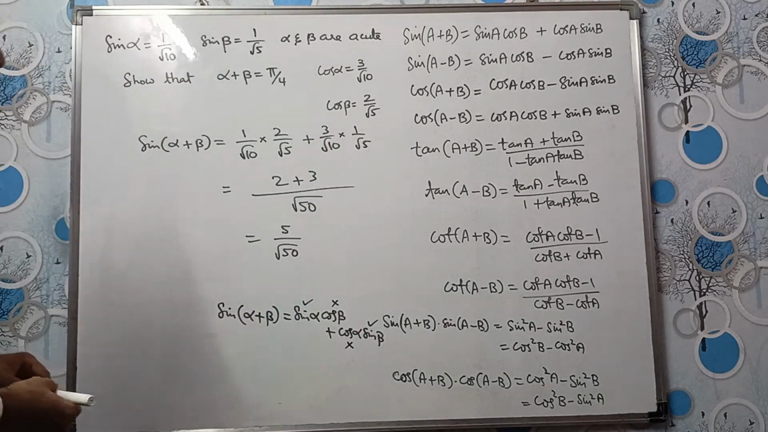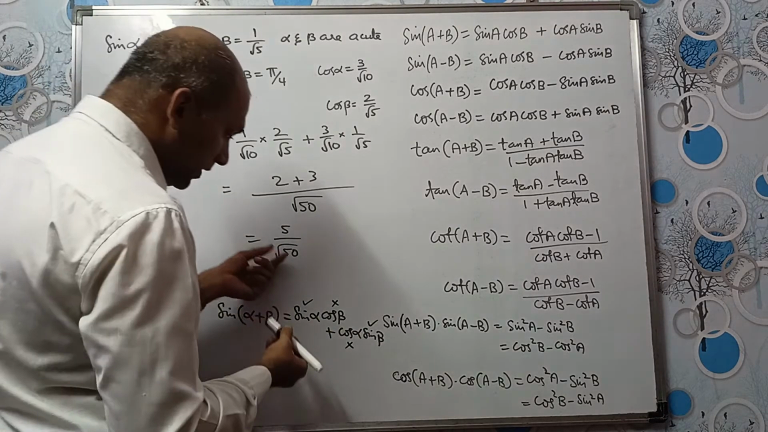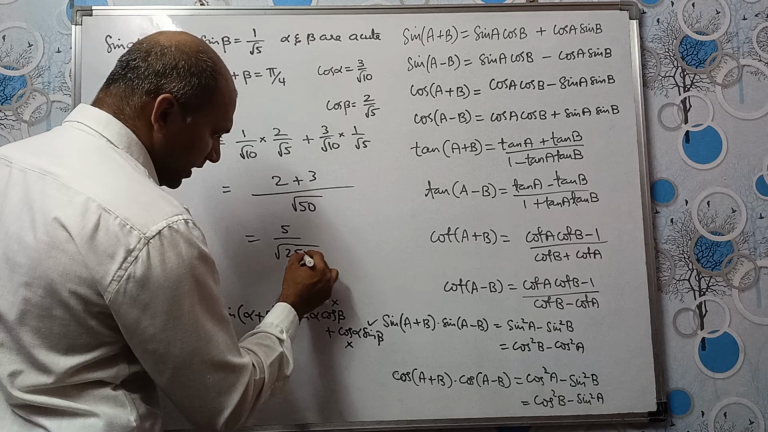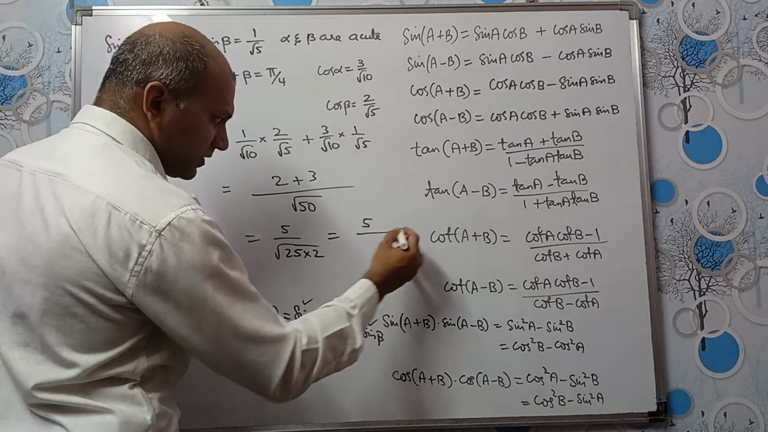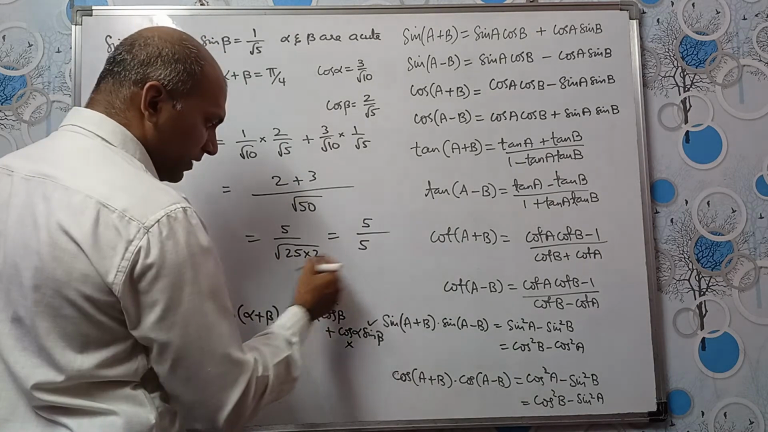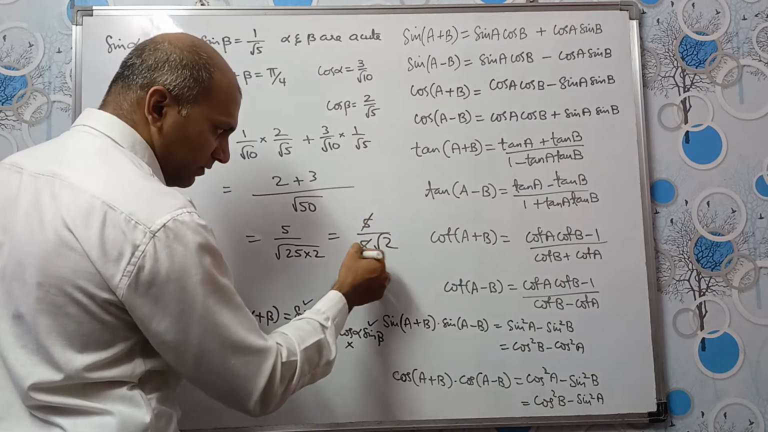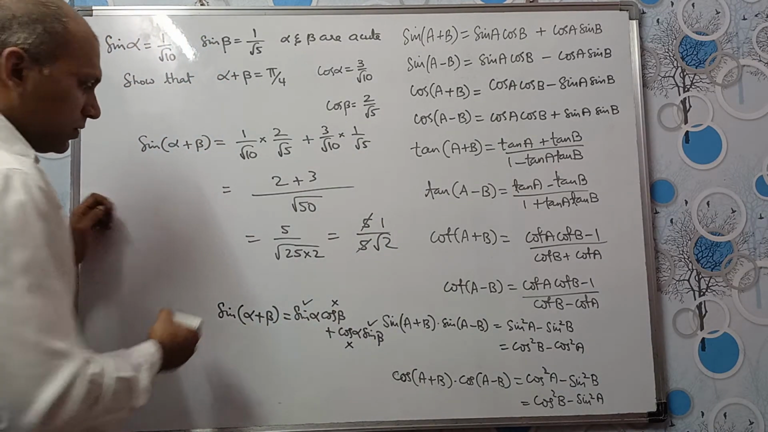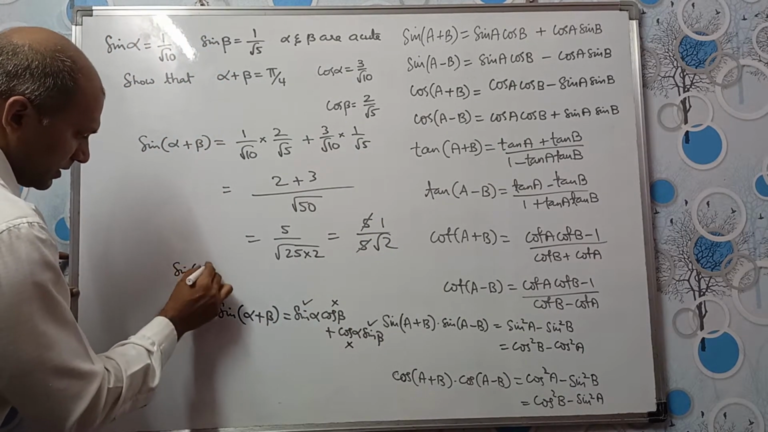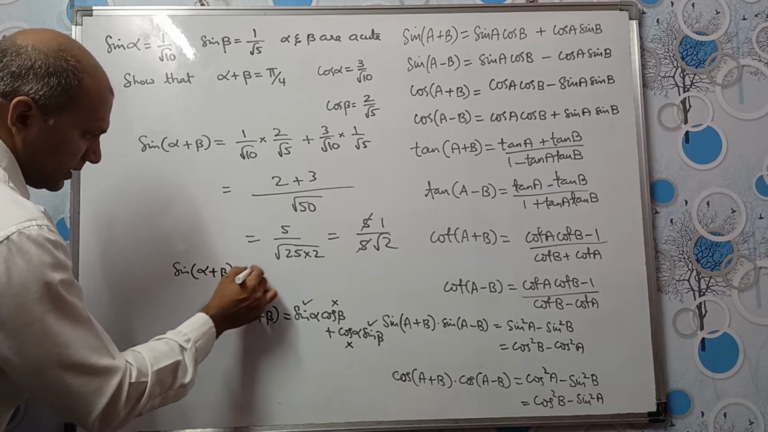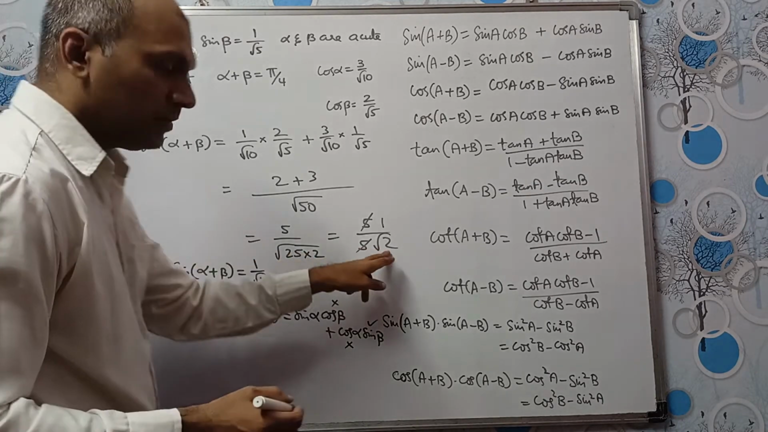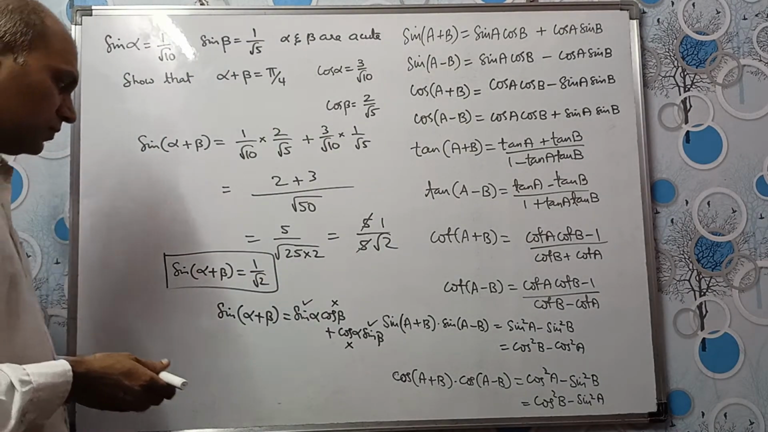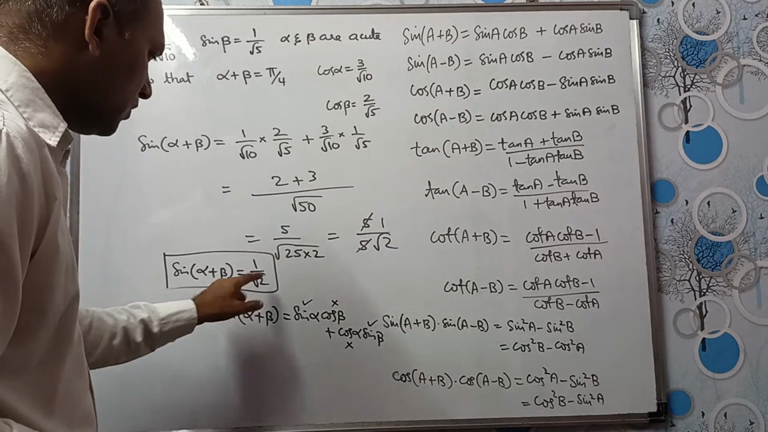Now, how can we write 5 by root 50? How can we write root 50? Root 50 is same as 25 multiplied by 2, right? So this is 5. Root 25 is 5, root 2 is root 2 only. So 5 will get cancelled, we'll have 1 by root 5, right? So we have sine alpha plus beta is equal to 1 by root 2. Sorry, 1 by root 2. Okay, I told root 5, right? This is 1 by root 2. So when is sine value 1 by root 2?